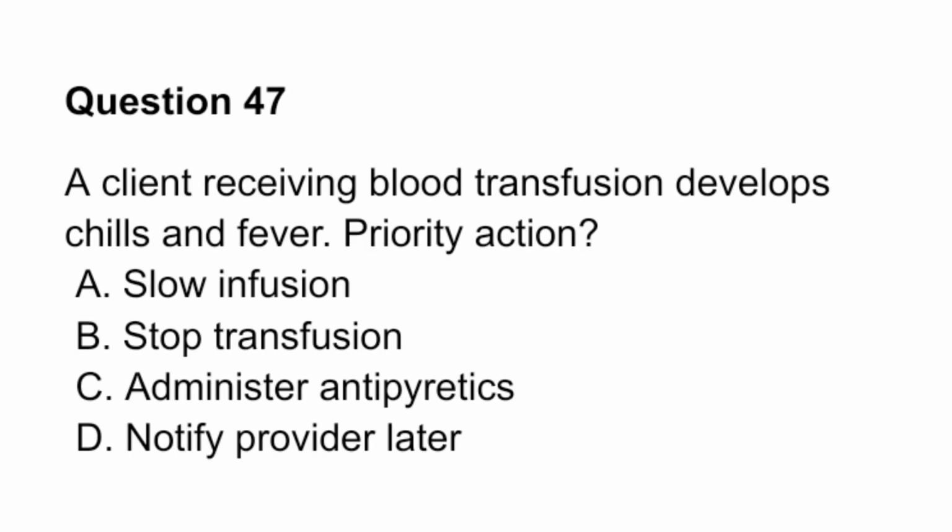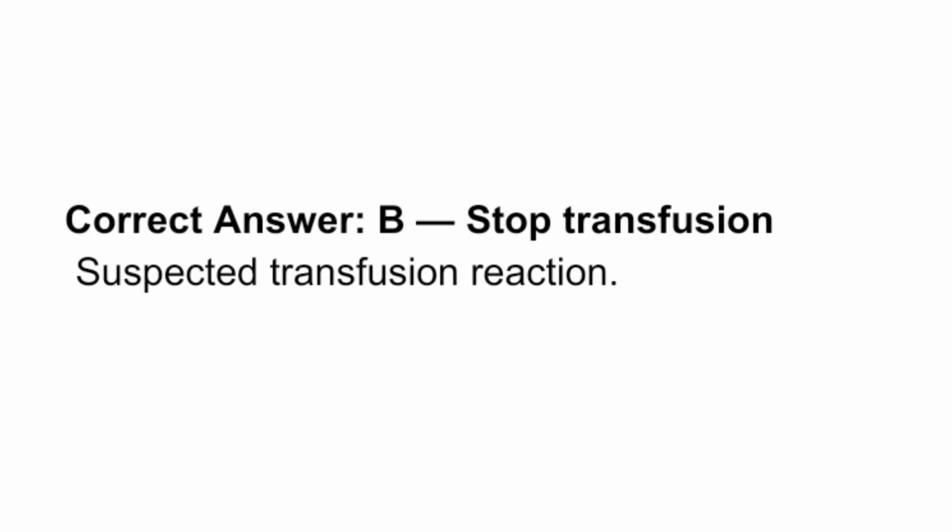Question 47. A client receiving blood transfusion develops chills and fever. Priority action? A. Slow infusion. B. Stop transfusion. C. Administer antipyretics. D. Notify provider later. Correct answer, B. Stop transfusion. Suspected transfusion reaction.